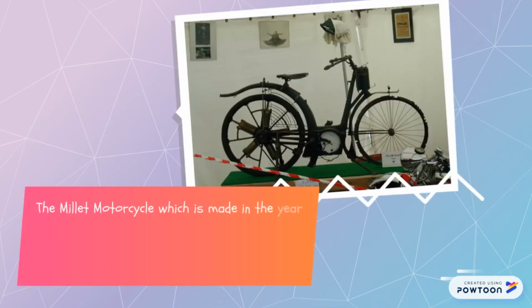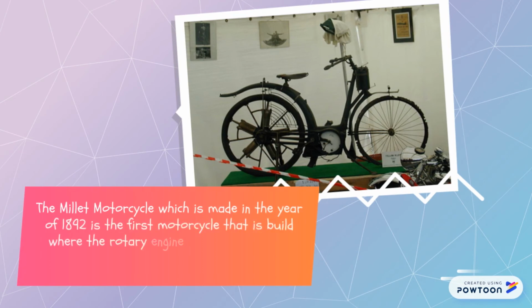The Millet motorcycle, made in the year 1892, is the first motorcycle built where the rotary engine is mounted at the rear wheel of the motorcycle.